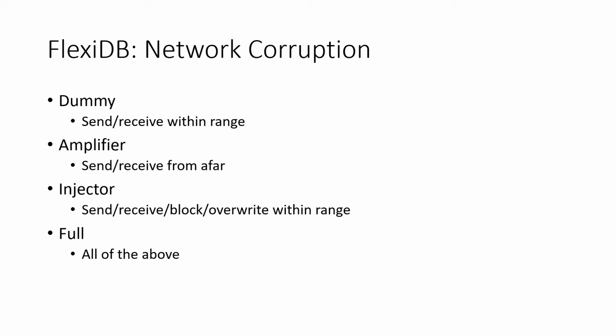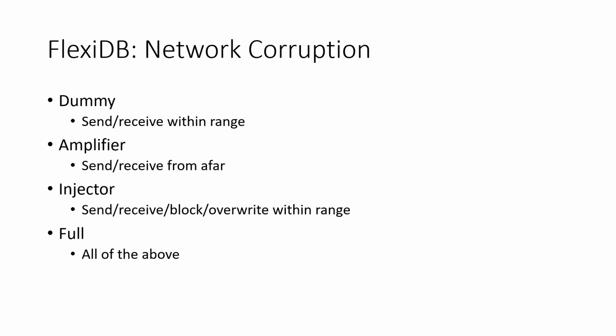We have a dummy adversary that sends and receives messages within his range. We have an amplifier adversary that is able to send and receive messages from afar. And this notion is important to distinguish scenarios such as NFC, for instance, where the communication is assumed to only take place within range, from different scenarios where the adversary is able to eavesdrop messages from a distance.